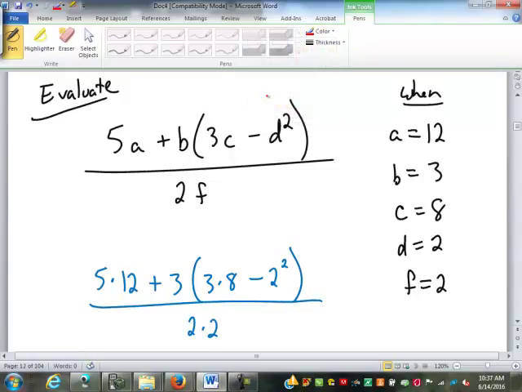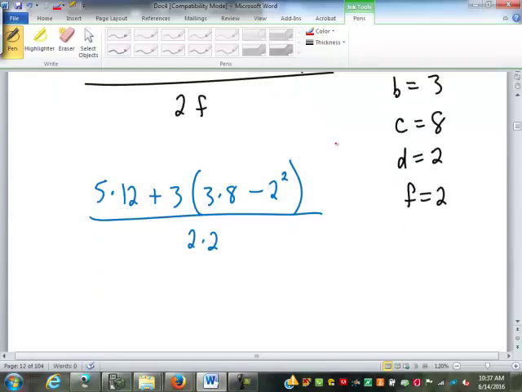So now our next step is to do our order of operations. Again, we have a fraction bar, so I have to do everything on top first. I'm going to rewrite that over here.